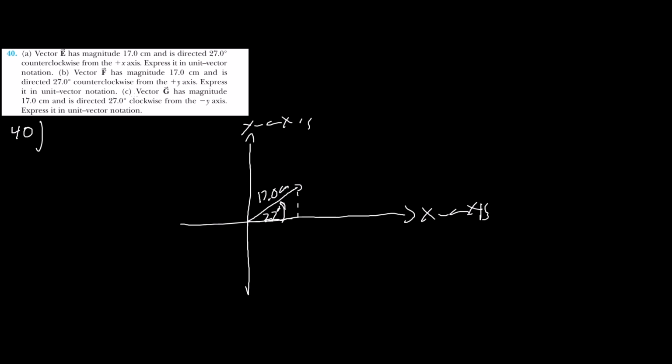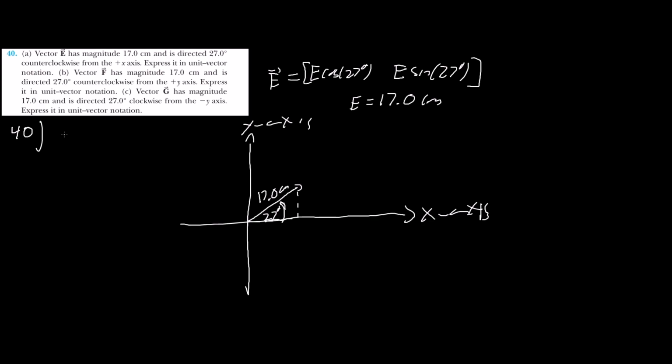Vector E, so let's write the components. I'm going to define the magnitude of E to be 17.0 centimeters. That way I can just write this as E cosine of 27 degrees, E sine of 27 degrees. All right, so that's just that vector. Well, I guess we're almost done.